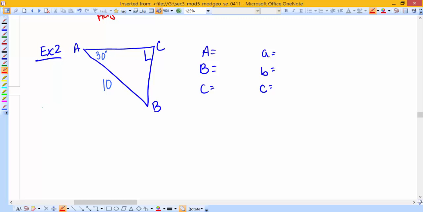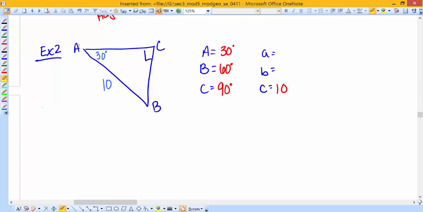So let's write down what we know. We know angle A. We know angle C. So from there, I could get angle B. 90 minus 30 is 60. And I know side C is 10. So I do need to find a side.